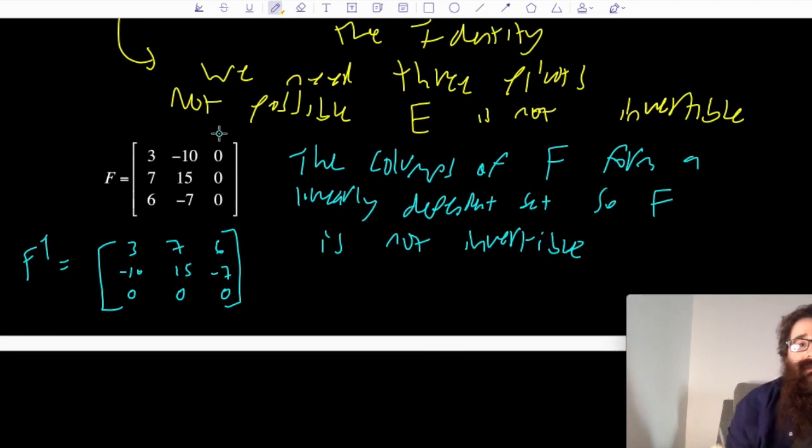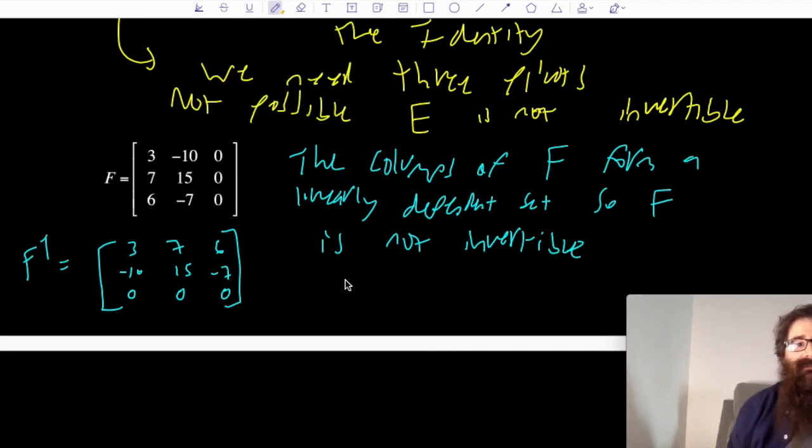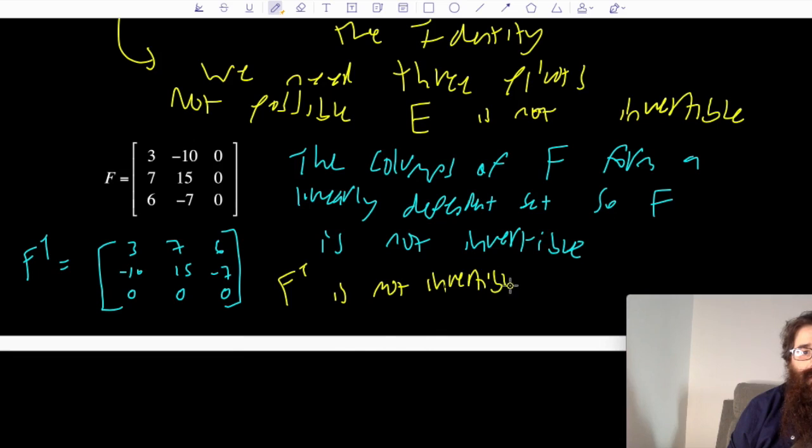So we could also make the comment here. Let me actually get a different color. I'll switch back to yellow because I'm so boring. We'll say F transpose is not invertible, which then means, because that's the last item on our current version of our list, this implies right away that F is not invertible then.